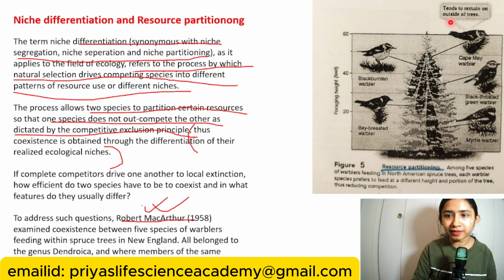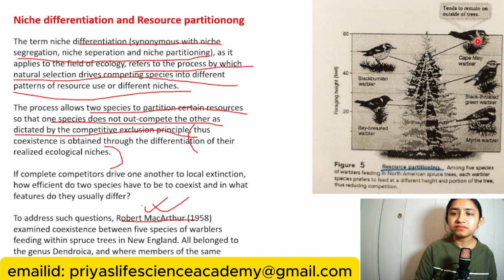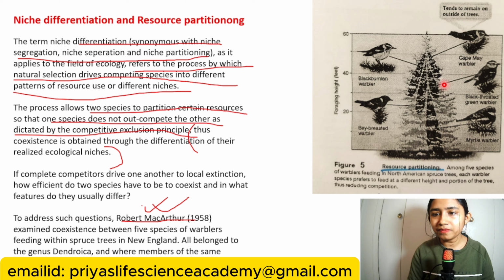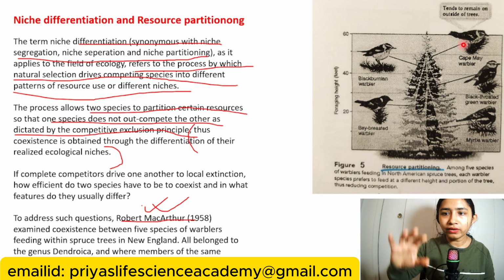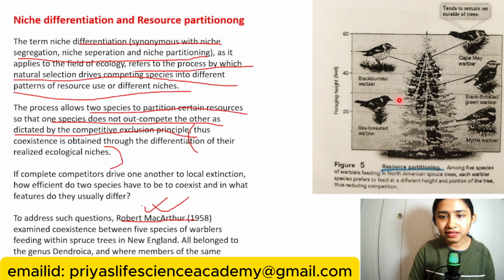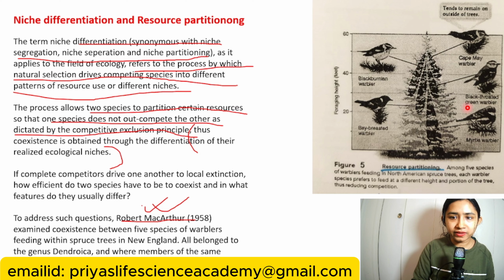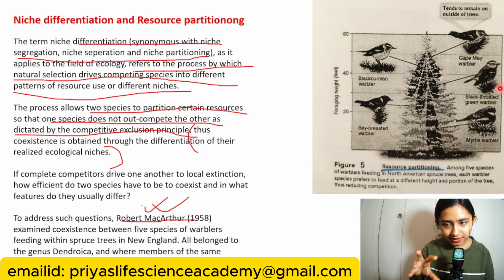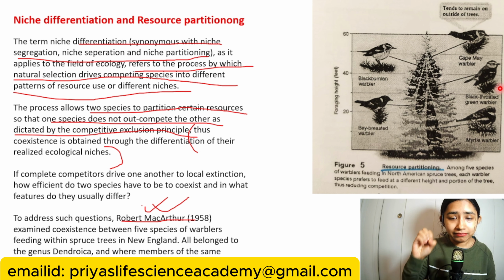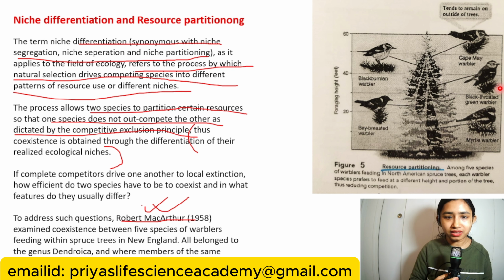The Cape May warbler tends to remain on the outside of the tree, and it attacks more flying insects than the Blackburnian warbler. So it gives it a better advantage. It doesn't need to compete with these other species. So it actually results in coexistence. This is how species can coexist with each other, by partitioning their resource.